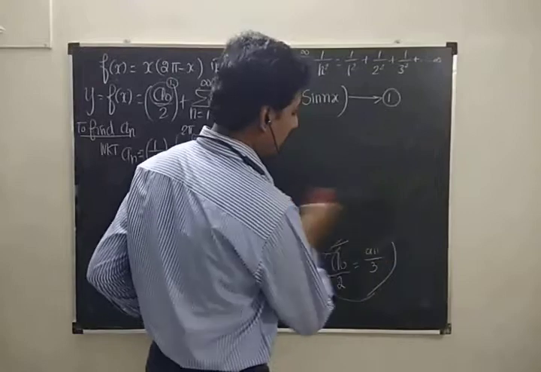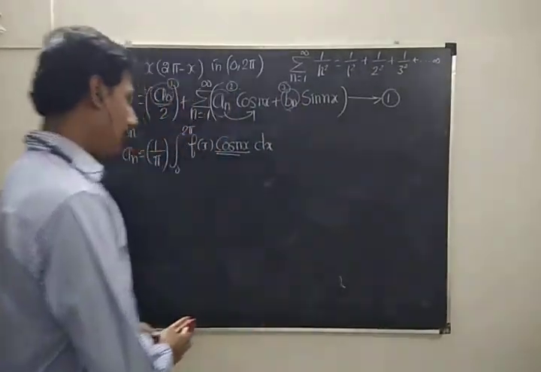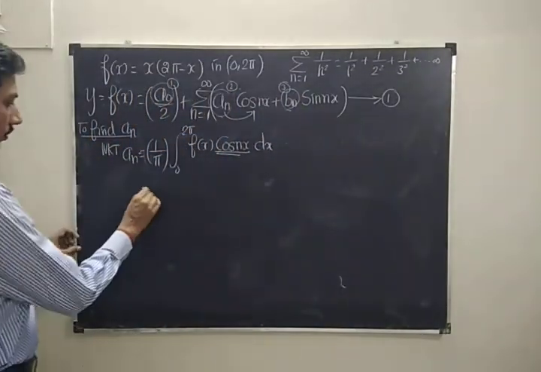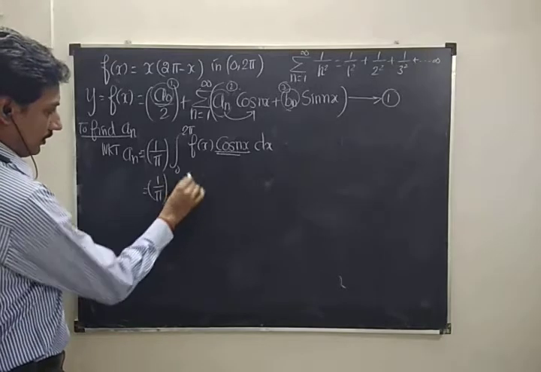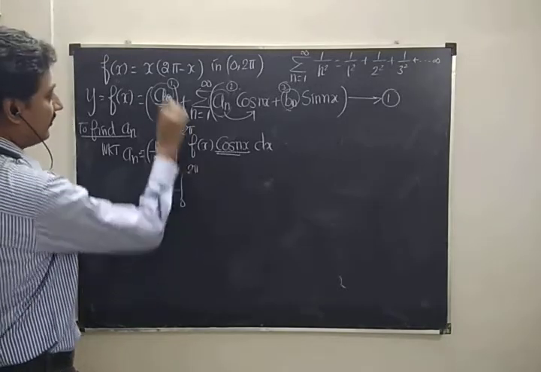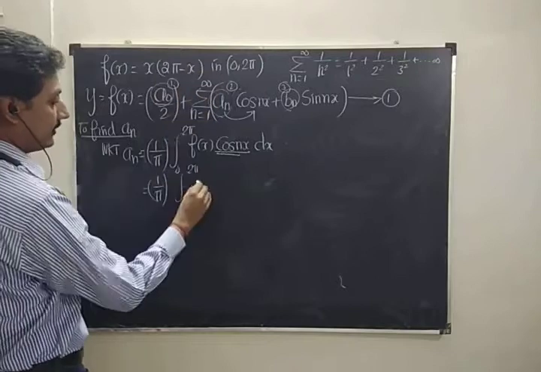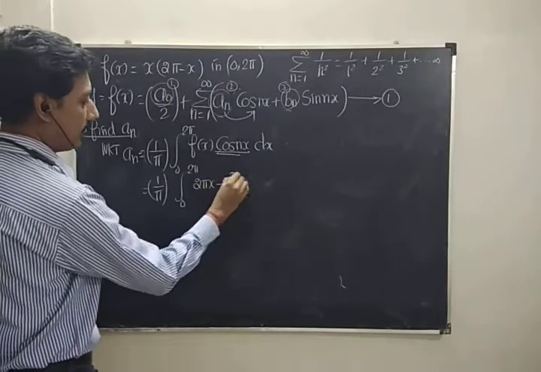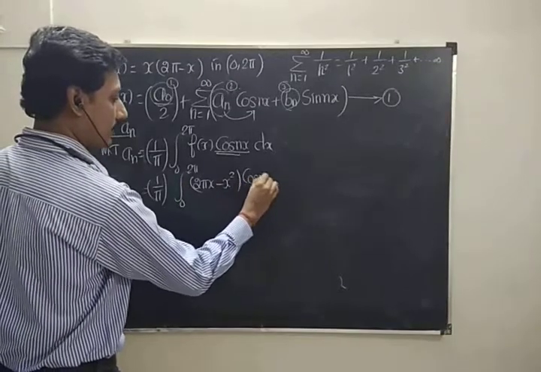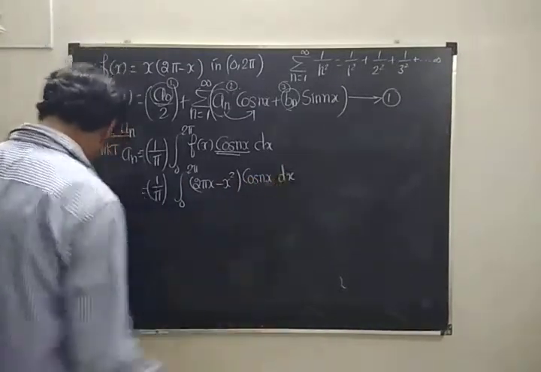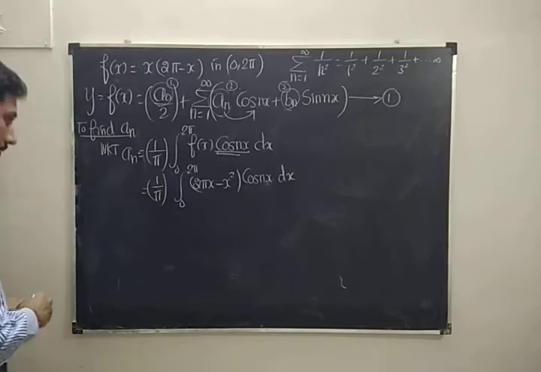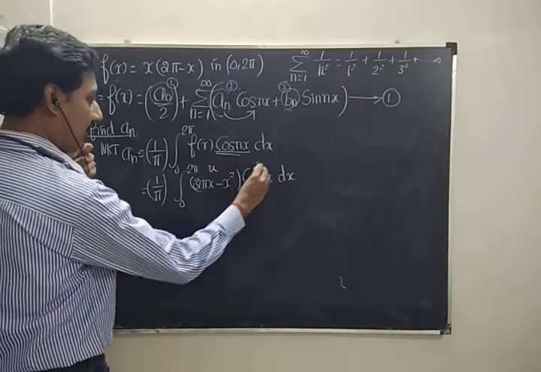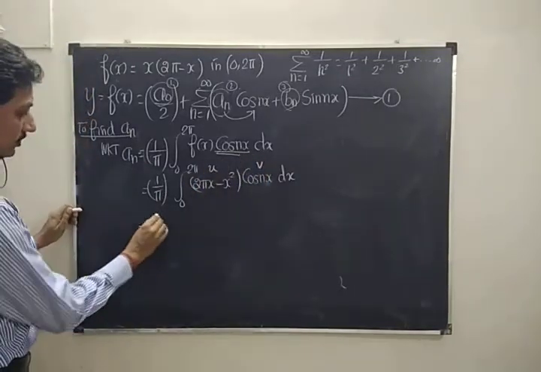Now this looks like the Bernoulli model. Understand? So 1 by pi integral 0 to 2 pi. What's f of x? Yeah, it is x into 2 pi minus x. Otherwise 2 pi x minus x into x is x squared, into cos nx. This looks like the Bernoulli formula model. This is the u, this is my v. So let us use the Bernoulli concept.